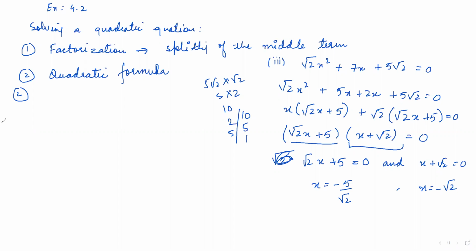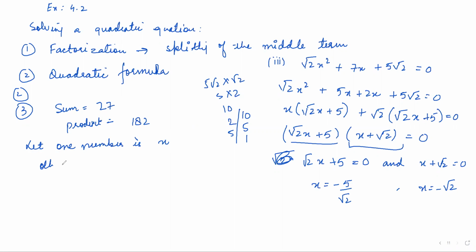Third question now. It's a good one. Find two numbers whose sum is 27 and product is 182. Okay, so the sum of the numbers is 27 and the product of the numbers is 182. Let one number be x. So what will be the other number? 27 minus x. Very good. 27 minus x, right, Hamna? Yes, ma'am.